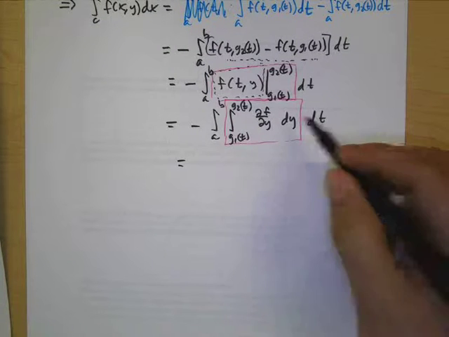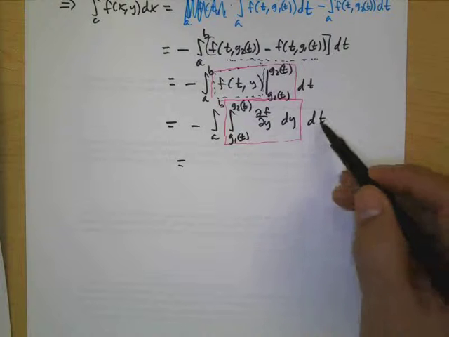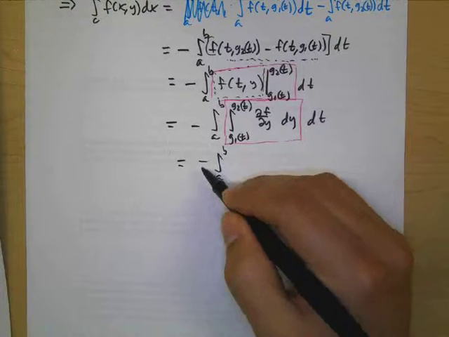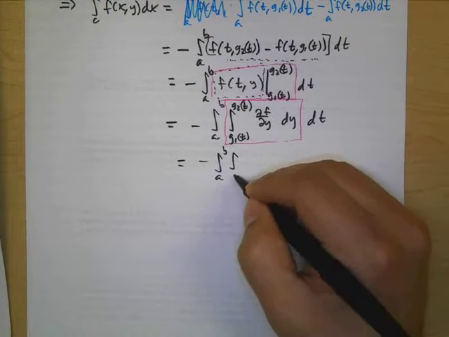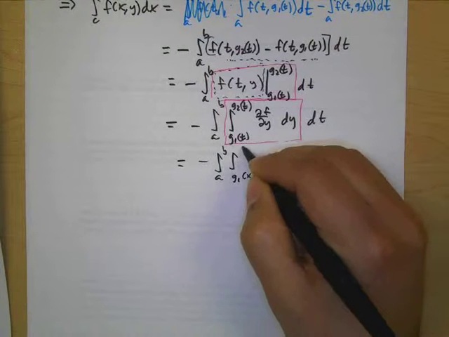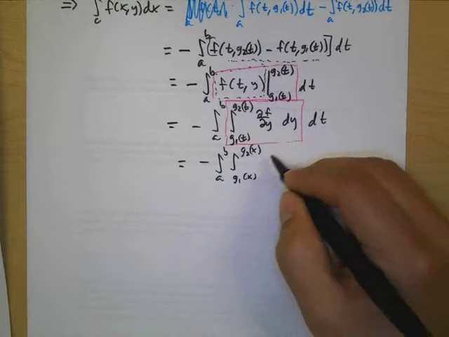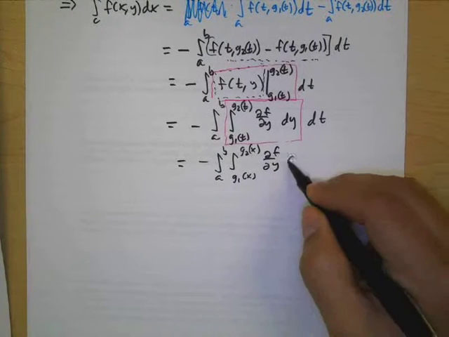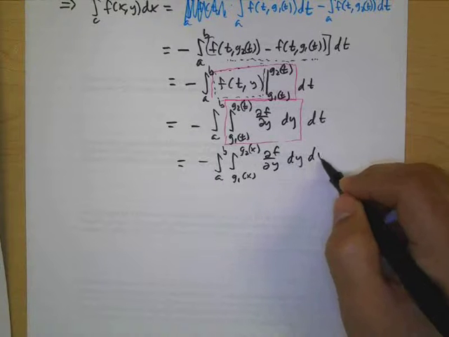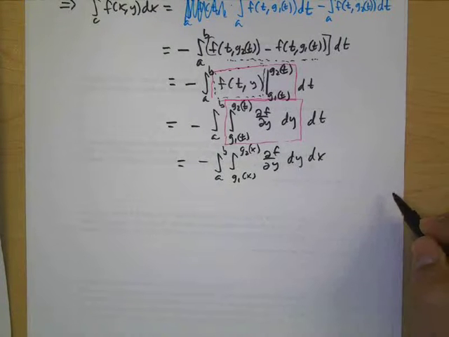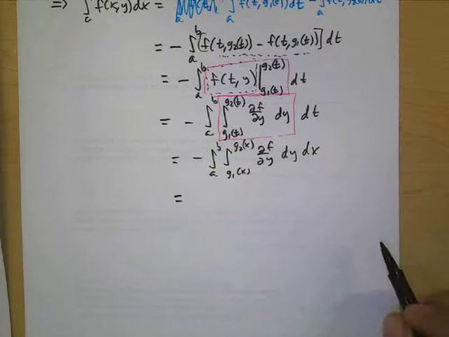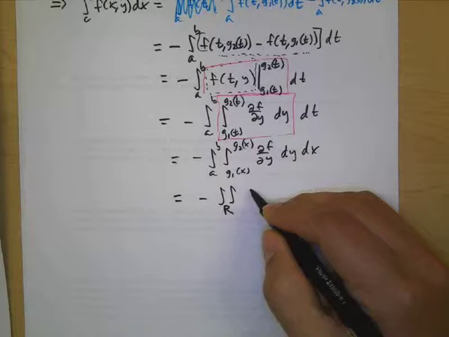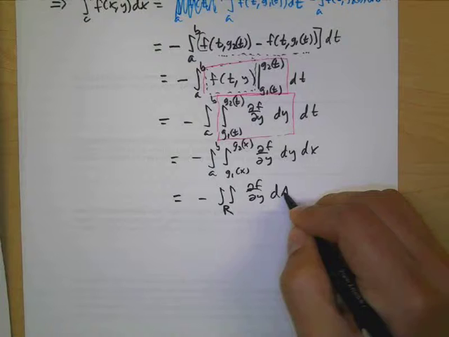And we basically have what we need. Keeping in mind that t and x are one and the same, we could rewrite this as the negative integral from a to b, and from g1 of x to g2 of x of partial f partial y dy, and again, since dt and dx are the same, we can replace that back in terms of dx. And now this would be exactly the double integral over the region R of partial f partial y dA, as we needed to show.